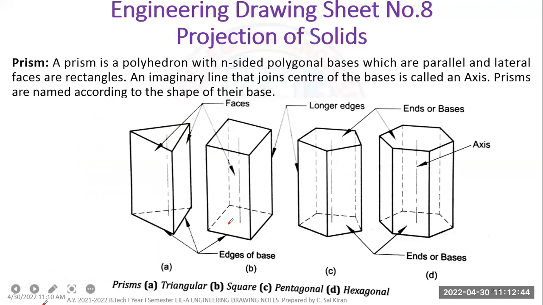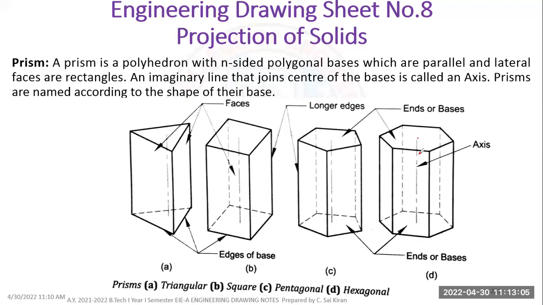And if you see the square, there are three hidden lines, 1, 2 and 3. If you see the pentagon, you have 1, 2, 3, 4 and 5, a total of 5 hidden lines. And if you see the hexagon, 1, 2, 3, 4 and 5, a total of 5 hidden lines are there. And this is the axis.